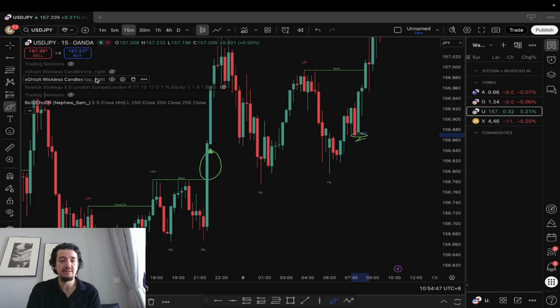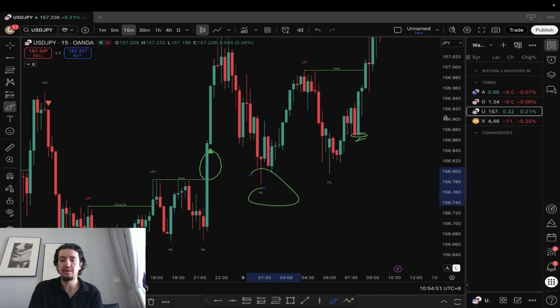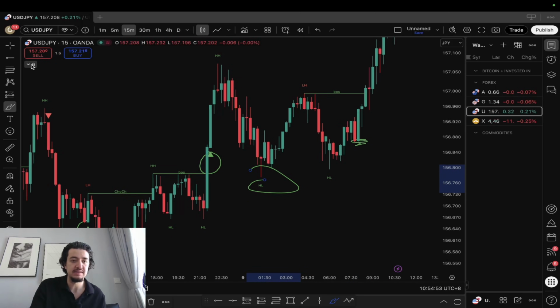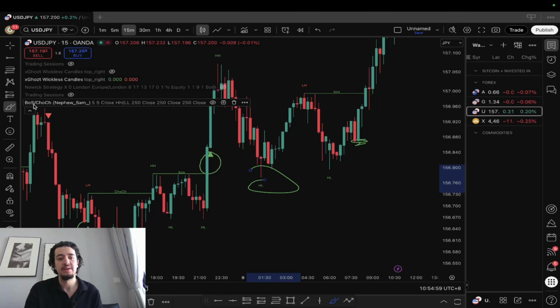So you add this indicator, and for the trends, to identify higher lows and lower highs and all of this, I use another indicator, which I explain in the next video. I shouldn't be telling you this, but that's all right. I love you guys, that's why I'm telling you. It's called Break of Structure / Change of Character by Nephew Sam.